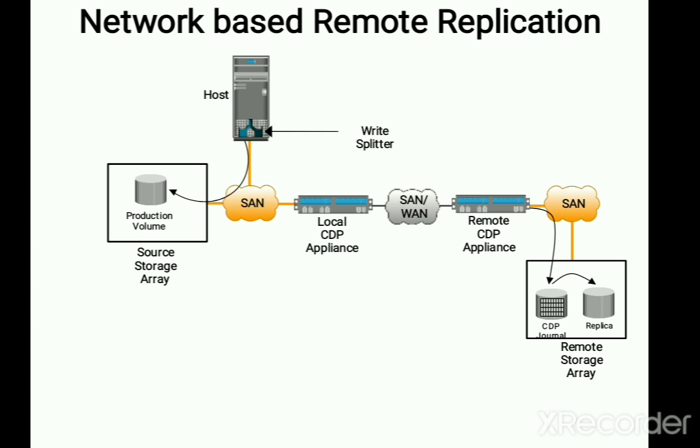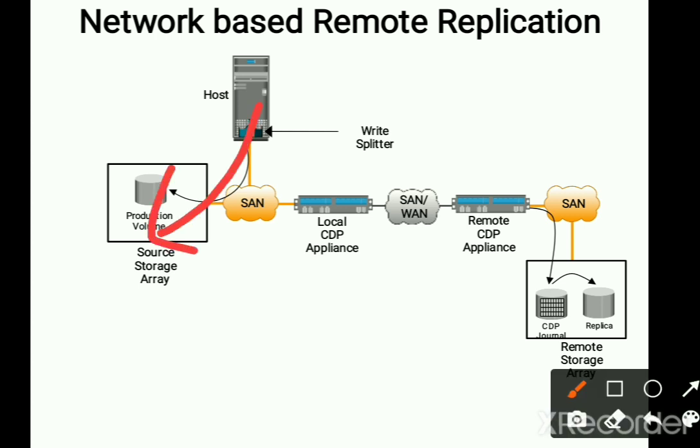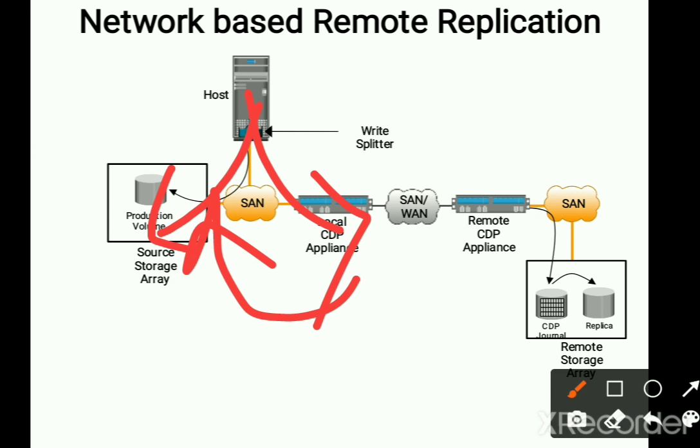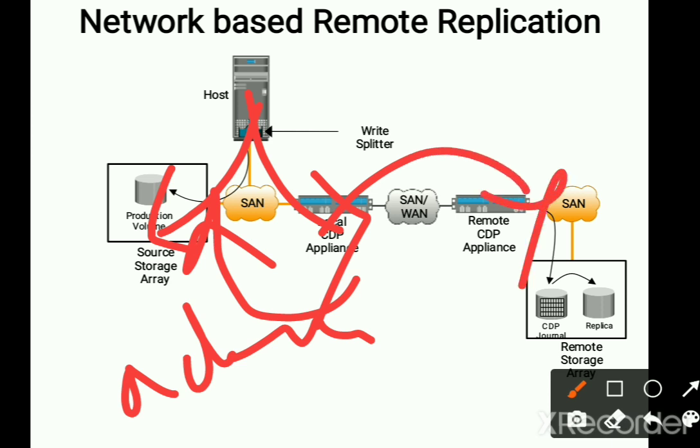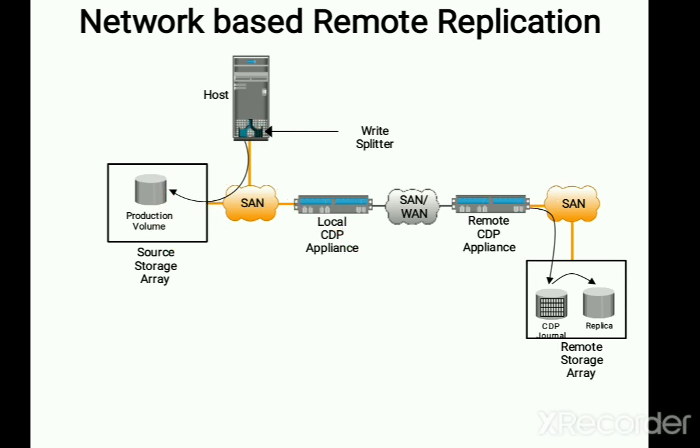In the asynchronous method, it is simple. The data will be written from the host, and it will also be transferred to the local appliance, and the local appliance is going to respond back to the host stating that yes, I am acknowledging the data, and later it will be transferred to the remote. So this is how the data is transferred from the host to the source storage array and the remote storage array.